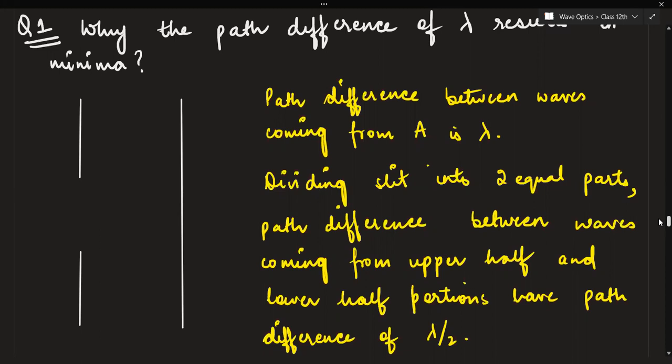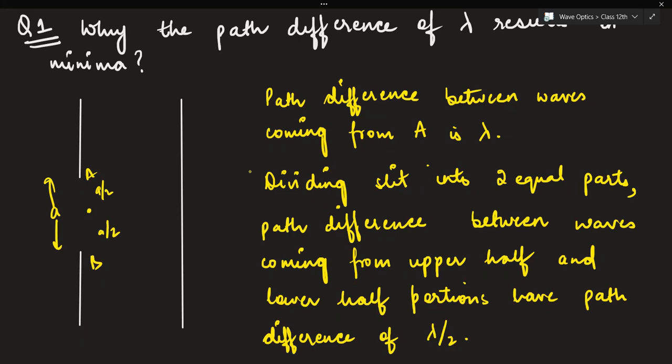What you can do is take that the path difference between the waves that come is lambda. This is a single slit of small width a. Now this point is A, this point is B, and in the middle of it, this will be a by 2, and this will be a by 2. Now see, the path difference between waves coming from A is lambda. We have assumed this, because this is diffraction, so we take one corner. It means from this A, the path difference will be lambda. Fine. So we divide the slit into two equal parts.